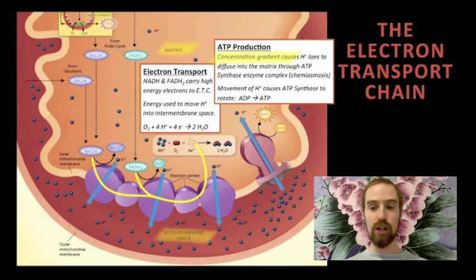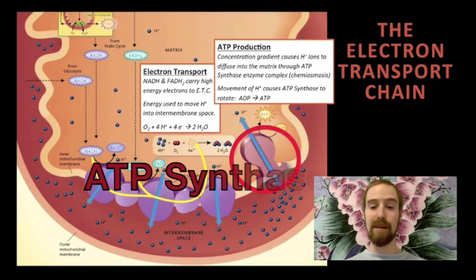This concentration gradient holds a lot of potential energy, just like the water held behind a dam. And just like the water held behind a dam can be used to power hydroelectric turbines that produce electricity, this potential energy in this concentration gradient can be used to power a different sort of turbine, one that turns low energy ADP into high energy ATP. The turbine, in this case, is an enzyme complex called ATP synthase.